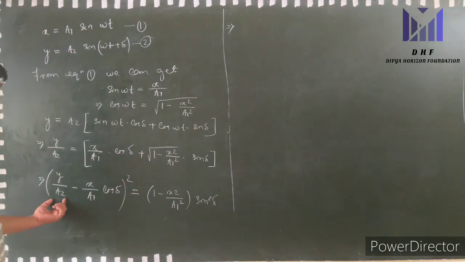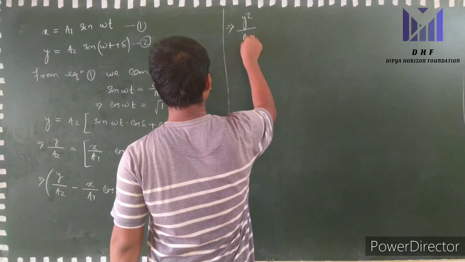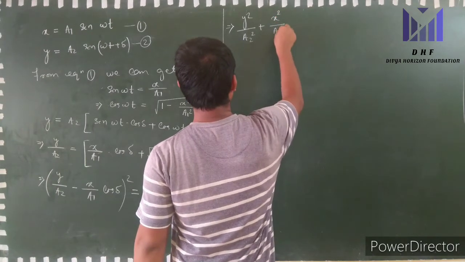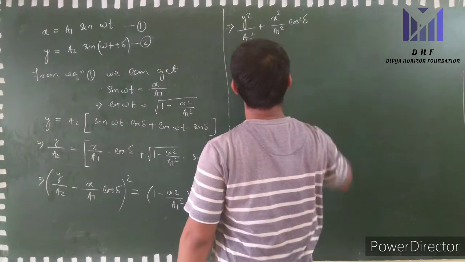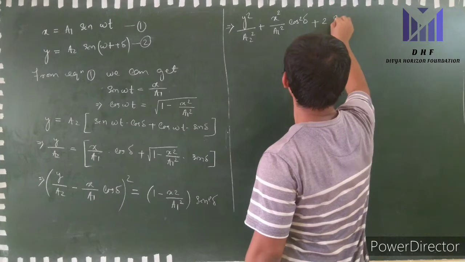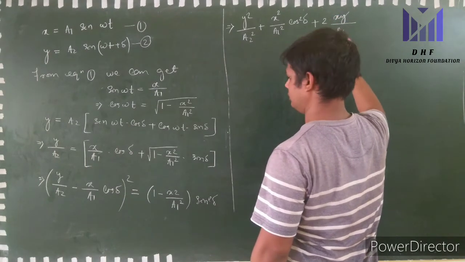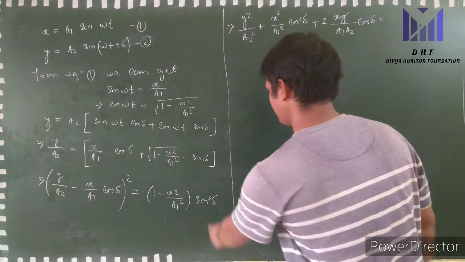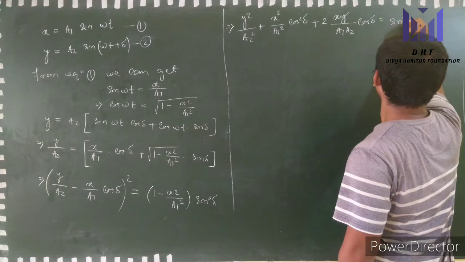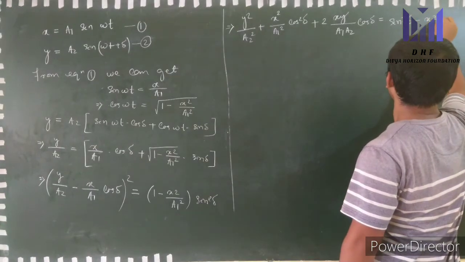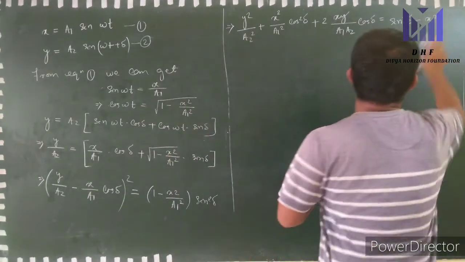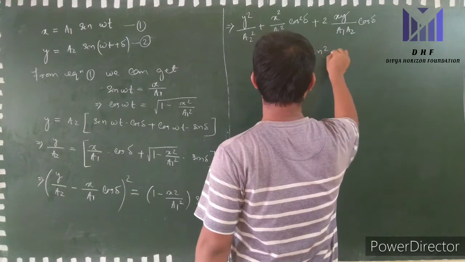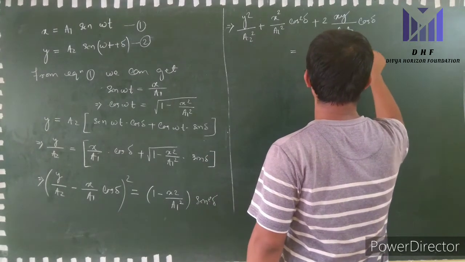By squaring this bracket, we will get y square by a2 square plus x square by a1 square cos square delta plus 2xy by a1 a2 cos delta is equal to sin square delta minus x square by a1 square sin square delta.